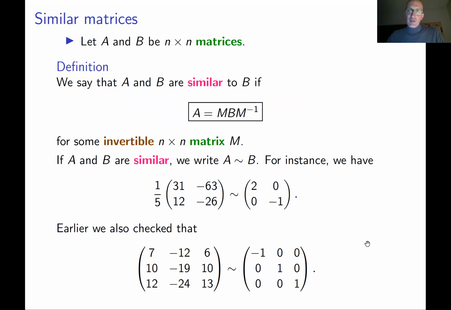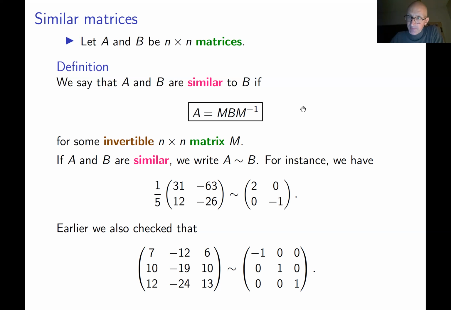As I already said, similar matrices share a lot of common properties. In particular, their determinants are the same. In this definition, the determinant of A is the same as the determinant of B. Why? Because the determinant of A is the determinant of this matrix. But we know the determinant of a product is the product of determinants. So this is the determinant of M times the determinant of B times the determinant of the inverse of M. But we also know the determinant of the inverse of M is the inverse of the determinant of M. So these cancel, and we get the determinant of B. So similar matrices have the same determinants.